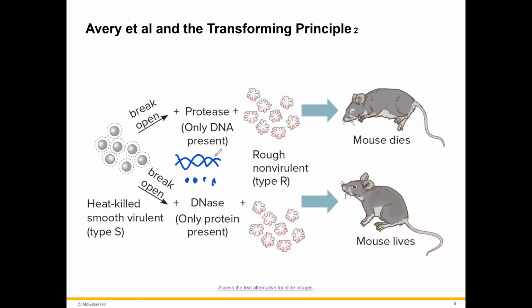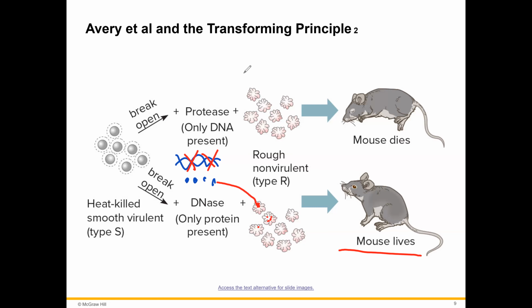But this time, they use DNA, so they destroy DNA. So now they have only proteins. So they mixed these proteins with type R bacteria and mouse leaves. So type R bacteria, if it takes in proteins, but proteins do not carry this genetic information, how would it be virulent, right? That makes sense?